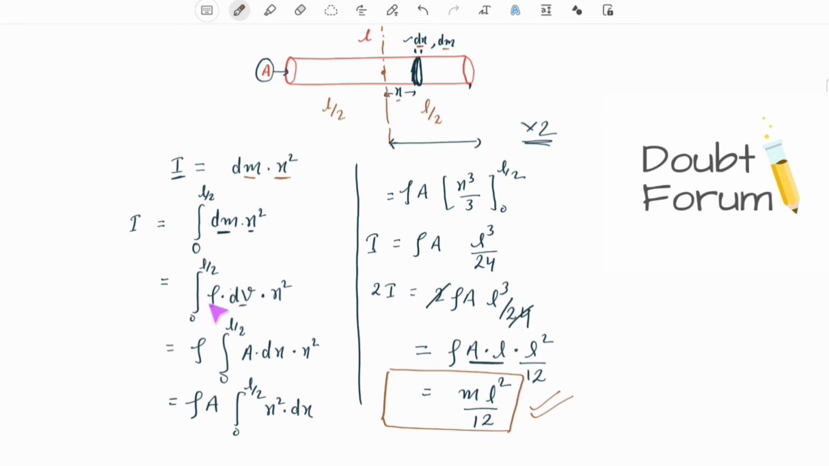So 0 to L by 2, mass can be converted into density into volume. Density comes outside. Volume is again converted into area of cross section into thickness, because it is a very small thickness or cylinder or disk. So cylinder, volume of a cylinder is cross section of the cylinder multiplied by its thickness or height. So A dx. Then we simply integrate it, rho A L cube upon 24. Take one L outside and other L square upon 12 to the right. Then we make it mass, so it becomes mL square upon 12.